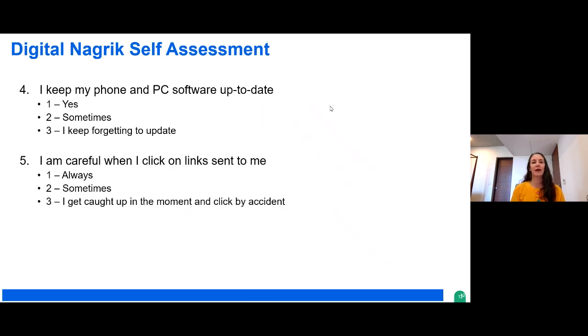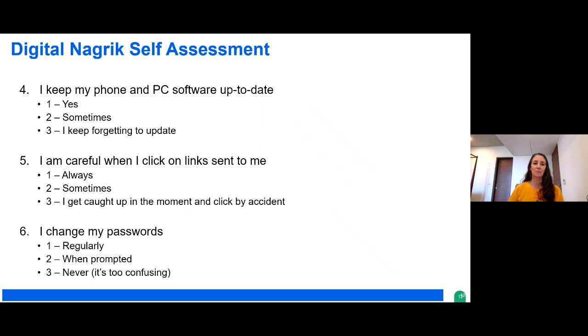Are you always careful when a link is sent to you? And we're going to talk about this in some level of detail. But if you're always careful when you click on links, or rather don't click on links, give yourself a 1. If you are in a rush sometimes and you accidentally click that link and then you're like, oh gosh, where did this link come from? You can give yourself a 3.